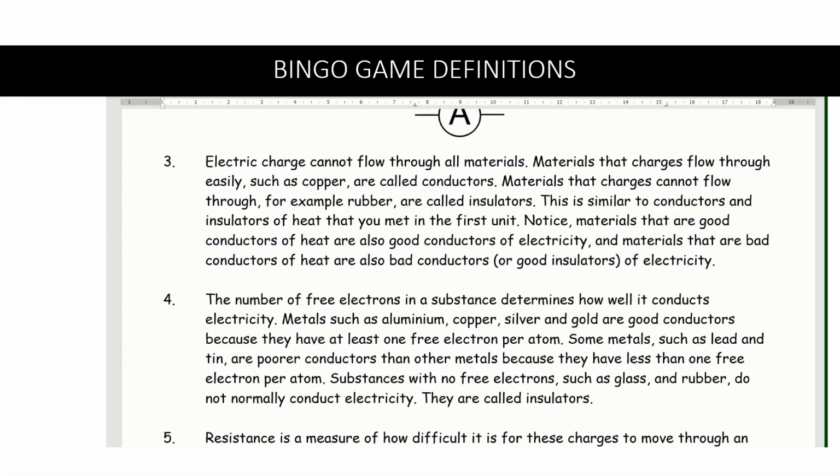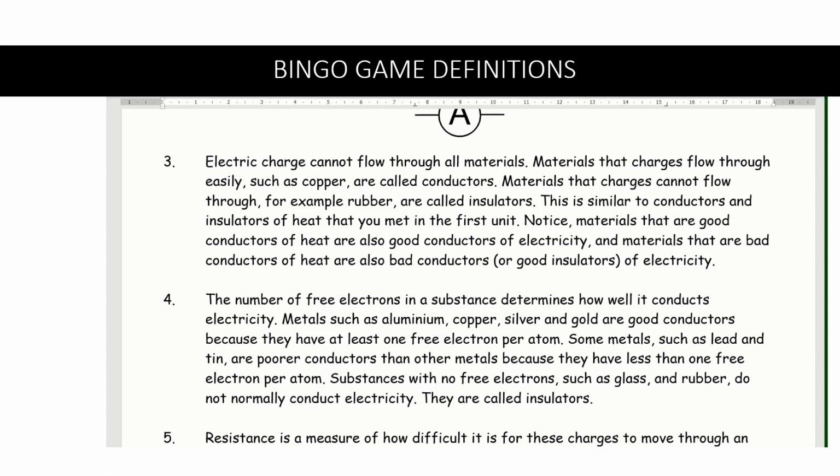We're doing well. Notice materials that are good conductors of heat are also good conductors of electricity. Materials that are bad conductors of heat are also bad conductors of electricity, or we can also call those good insulators. So if you know that heat travels through a material, then electrons will also travel through that material.